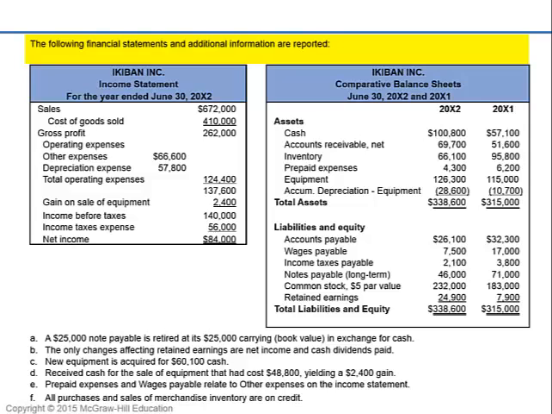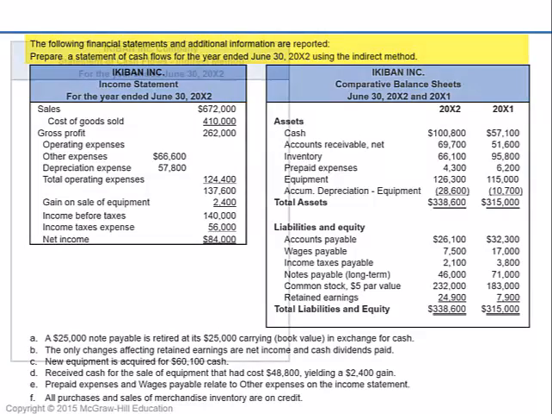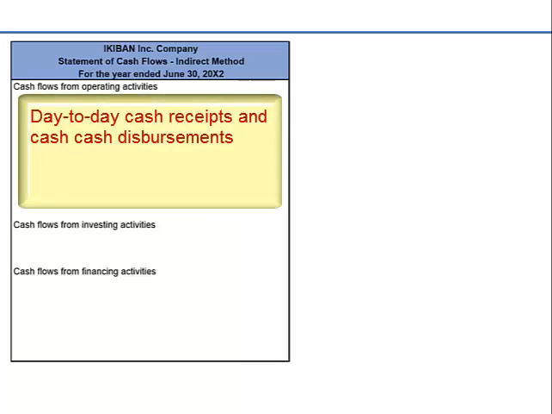The following financial statements and additional information are reported. Prepare a statement of cash flows for the year ended June 30th using the indirect method. The statement of cash flows includes three sections: cash flows from operating activities, cash flows from investing activities, and cash flows from financing activities.